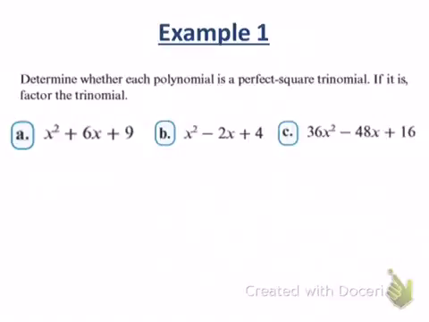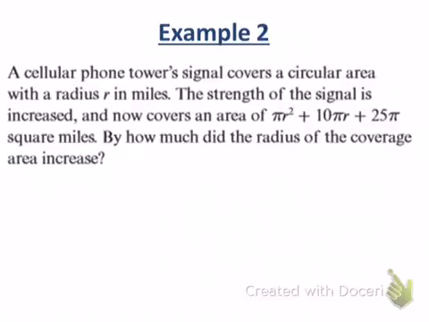All right, let's have a look at example 2. It's a word problem. A cell phone tower signal covers a circular area. What is that begging me to work with here? Pi times the radius squared. So that's the area of the tower. We don't know what the radius is.